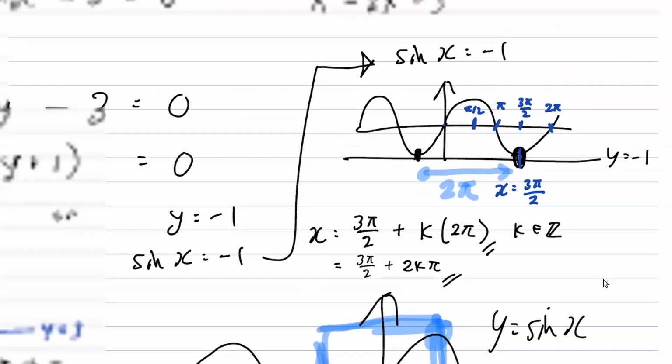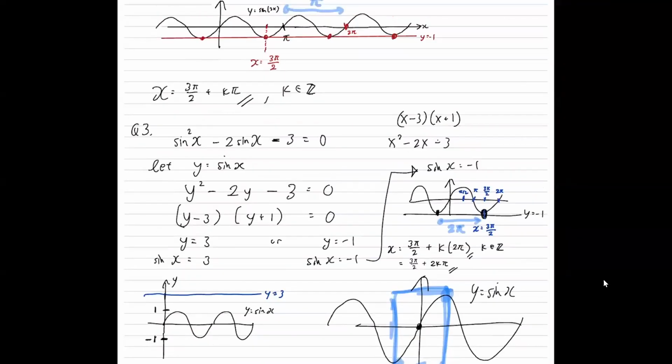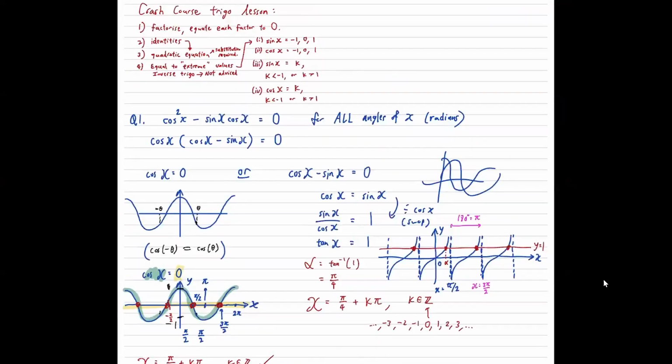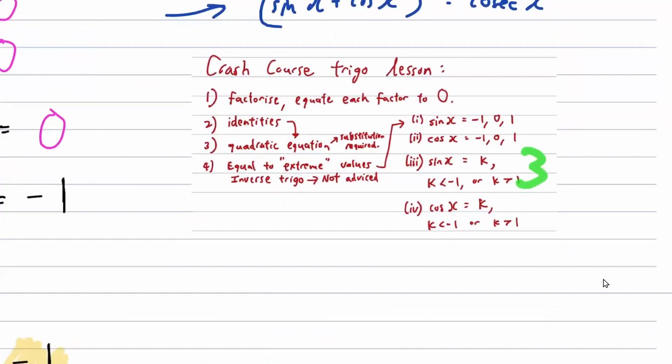Wait, actually, is that all that I need to talk about? Let me look at my plan again. Right, yes, I talked about it already. Just now, I had sin x equal to 3, which means no solution because the graphs don't intersect. How about if I have sin x or maybe cosine x equals negative 100? Can you solve this?